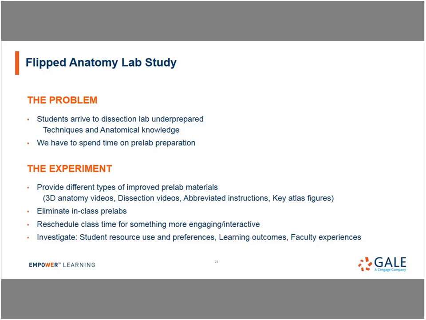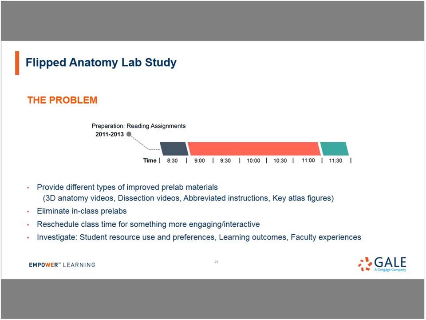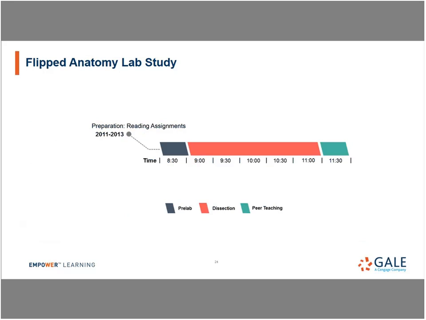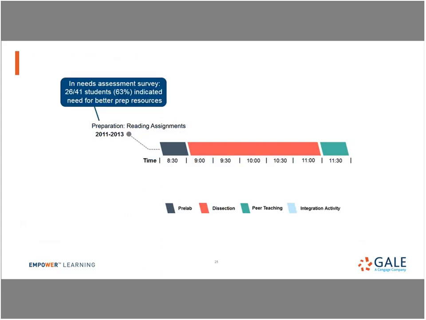So this briefly describes the precondition, where we had a pre-lab for half an hour, a 2.5 hour dissection period, and then students would peer teach for half an hour at the end. We did a needs assessment survey of this last group of students in this cohort, and the majority of them indicated they needed better preparation resources, and this sealed the deal that we needed to take on this challenge.